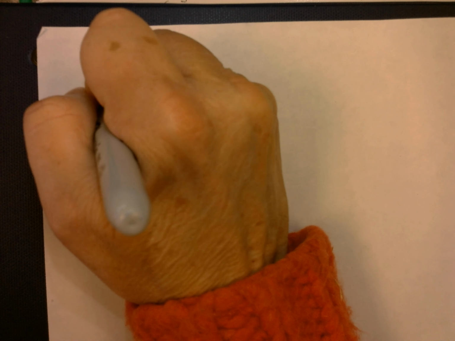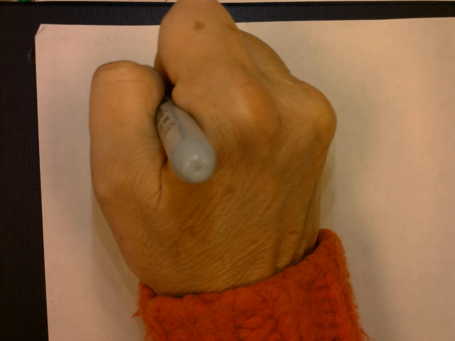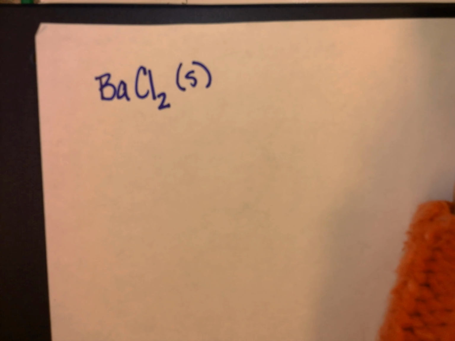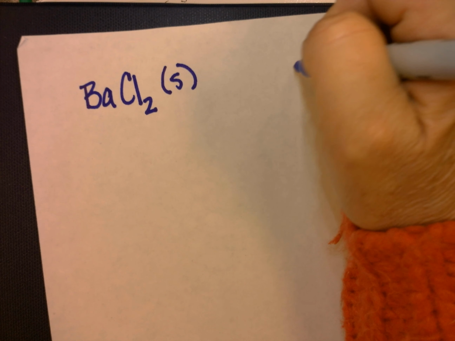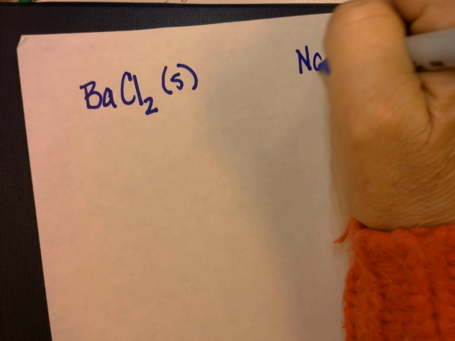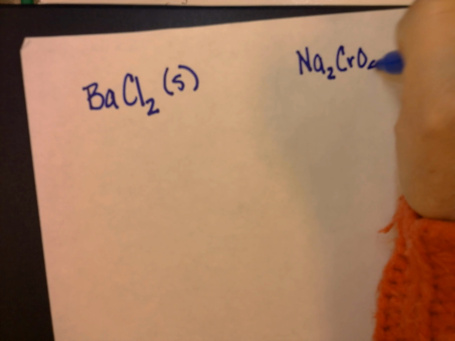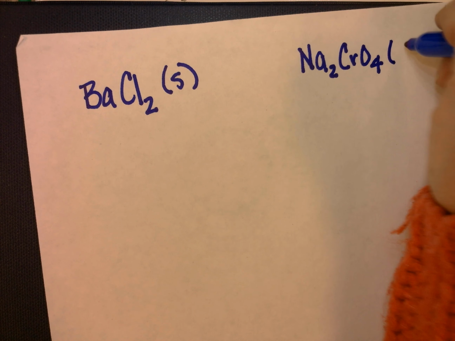Okay. So here, barium chloride. I want you to be able to see it. All right, and this is going to be a solid, right? And then I'm going to take sodium chromate. And chromate is what's called a polyatomic ion.